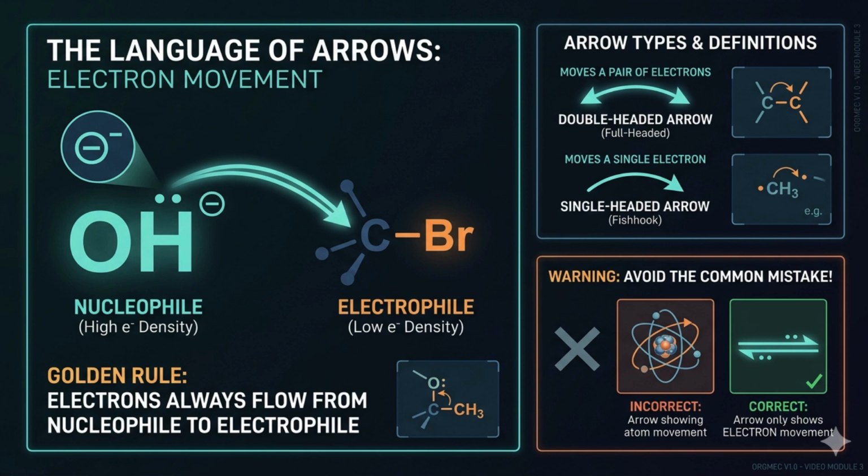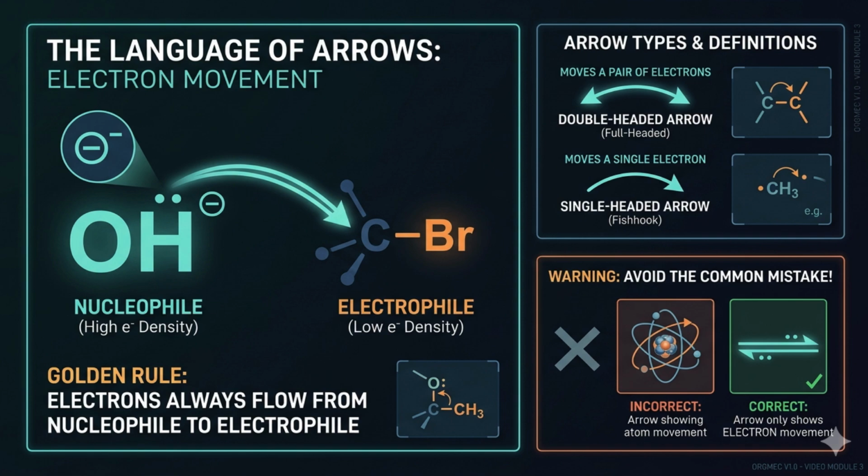Double versus single heads. Notice the shape of the arrow. Not all arrows are created equal. A double-headed arrow indicates the movement of a full pair of electrons, the standard for most polar reactions. However, if you see a single-headed arrow, often called a fishhook, that's telling you only a single electron is moving. You'll usually see those in radical chemistry.